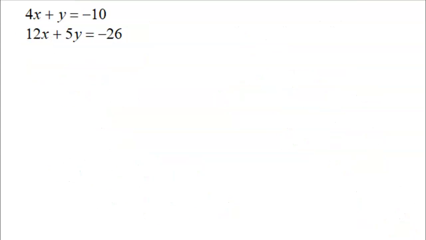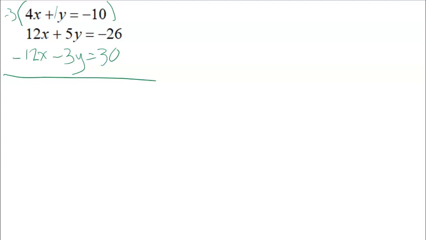Okay, let's try another one. Everything here is positive, right? But we want to make something negative because we're going to want to eliminate them. So let's see. 4 times 3 is 12, correct? So why don't we take this top one and multiply the whole thing by -3? Because -3 times 4 is -12. -3 times 1, because there's a 1 in front of there, is -3. -3 times -10 is +30.